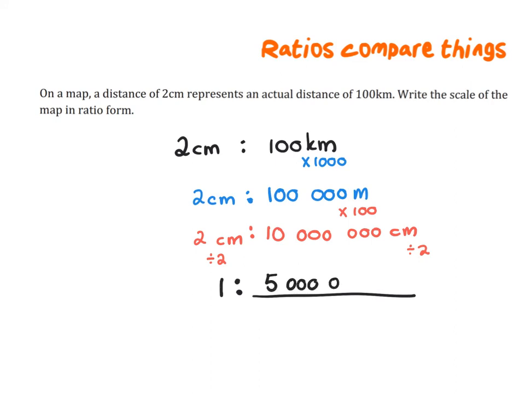And remember, there's no need to add any units to the answer because a map scale merely tells us how many times bigger it is in real life. So if you measure 1 centimeter on the map, it means it's 5 million centimeters in real life. Also, if you measure 1 millimeter on the map, it means it's 5 million millimeters in real life. And scale is a beautiful application of ratios.